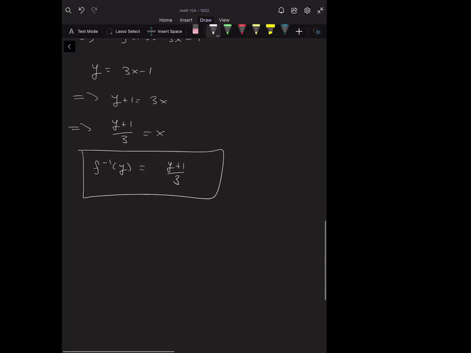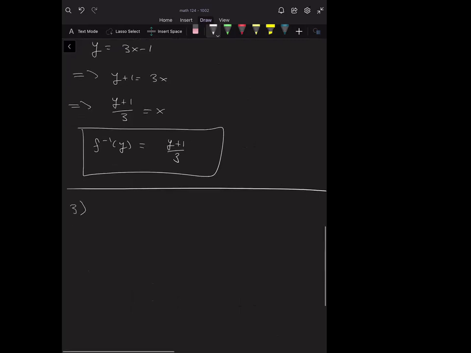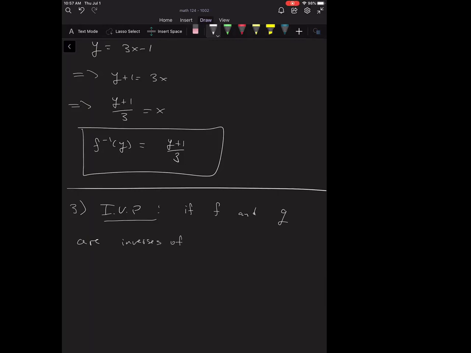Okay, so problem number 3, using the inverse function property to verify if the two given functions are inverses. So remember the inverse function property is, let's write it all out. So if f and g are inverses of each other, then f composed with g of x has to equal x. So if we take the composition of the two, it has to equal x.